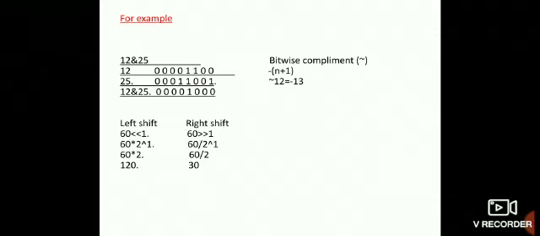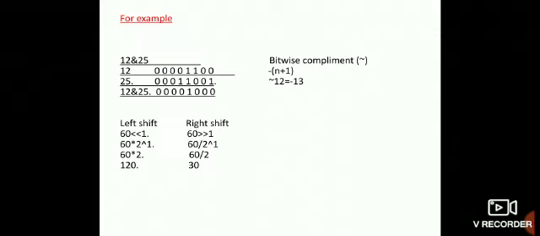The first example is 12 bitwise and 25. So now there are total 8 blocks. Starting from the extreme left hand side, it is 2 to the power 0, 2 to the power 1, 2 to the power 2, 2 to the power 3, 2 to the power 4, 2 to the power 5, 2 to the power 6 and 2 to the power 7.